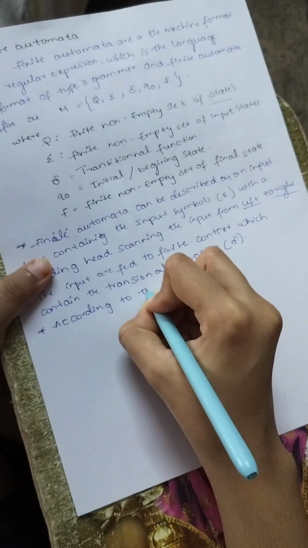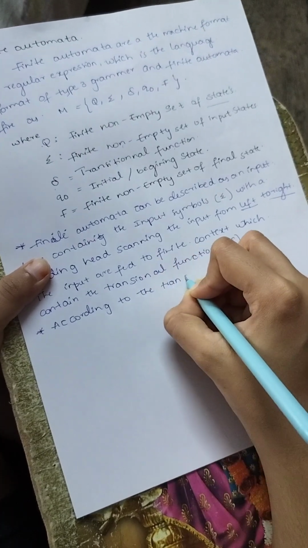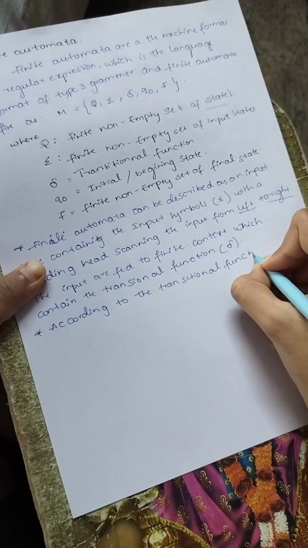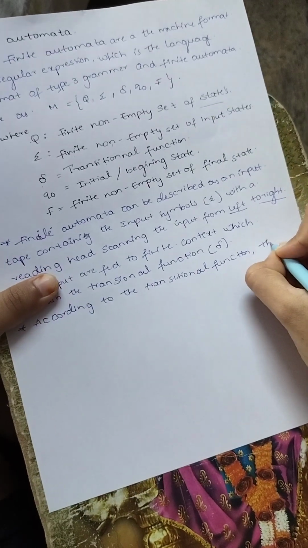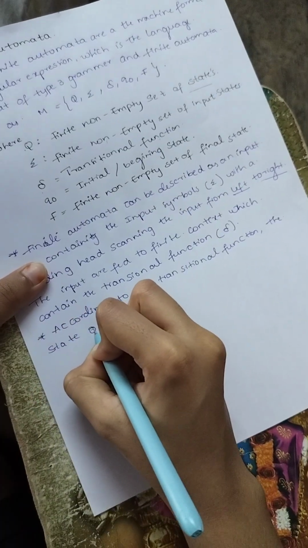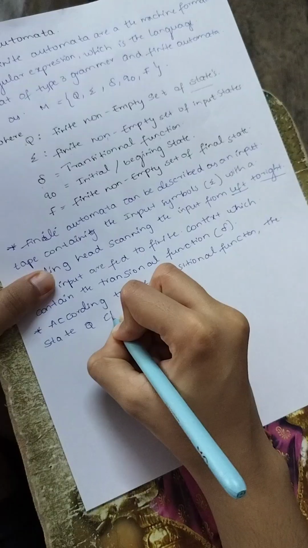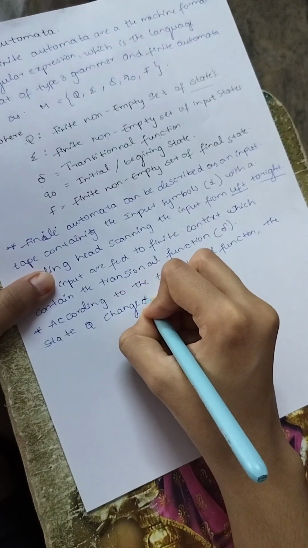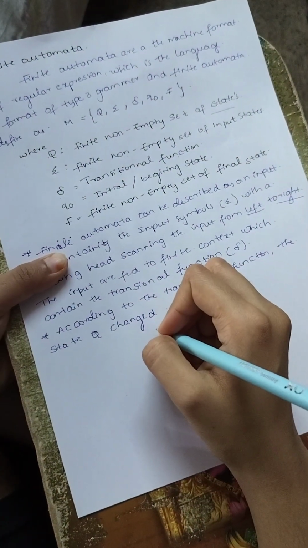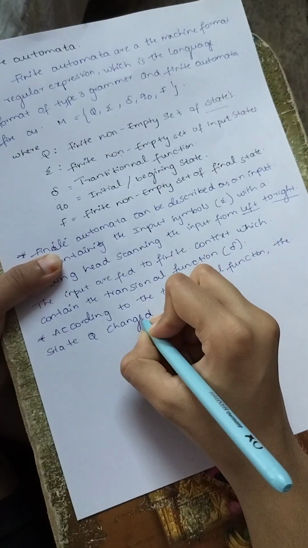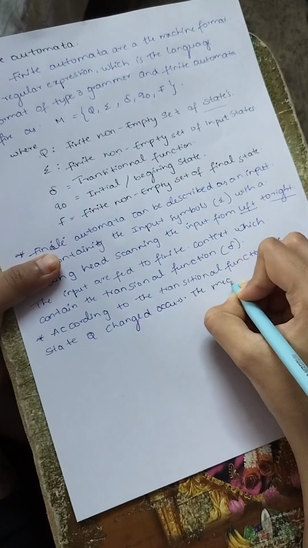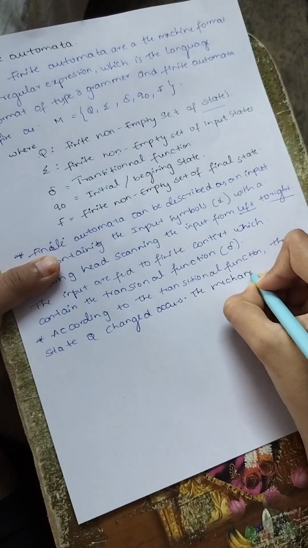According to the transition function, the change of state Q occurs. Also, the mechanical diagram of the finite automata is given as follows.